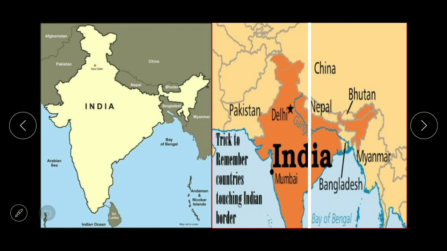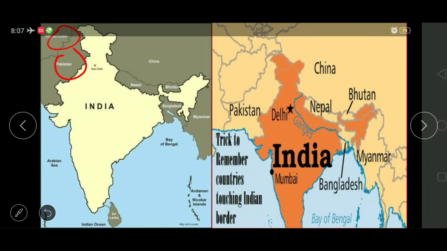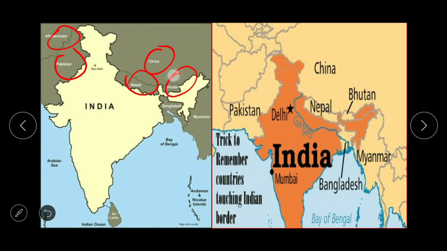Now the next, about neighboring countries. In this map you can easily identify the countries and water bodies around India. Pakistan, Afghanistan, China, Nepal, Bhutan, Bangladesh, Myanmar and Bay of Bengal, Indian Ocean, Arabian Sea. Here Sri Lanka also.